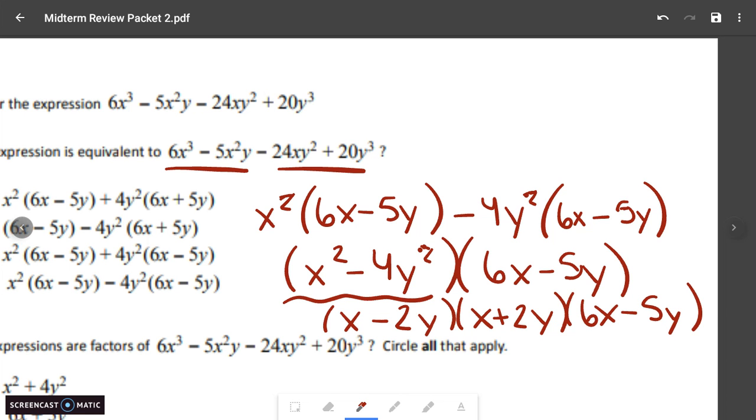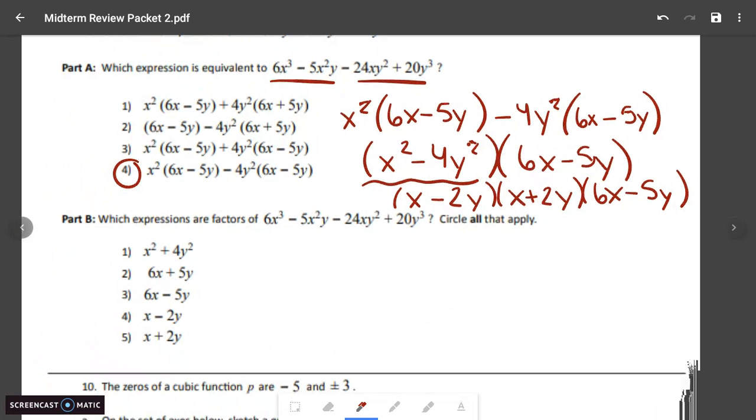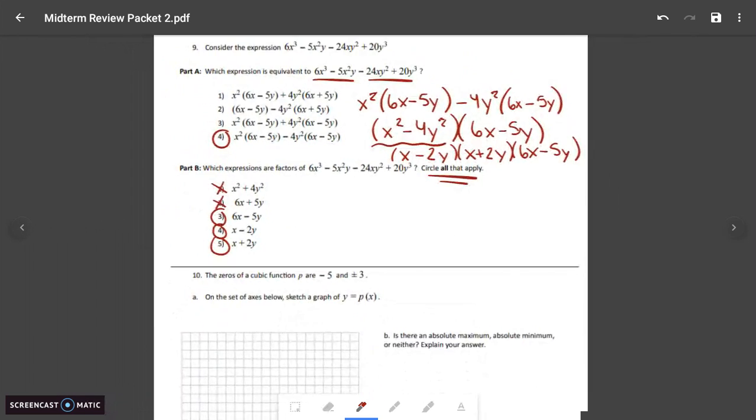And we're going to see which parentheses match and which ones do not. So circle all that apply. So it's a little bit different than our normal multiple choice. So any factors we're going to circle. Not choice 1. It was when it was a minus in between. And 6x minus 5y, so not this one, but 3 works, 4 works, and so does 5.